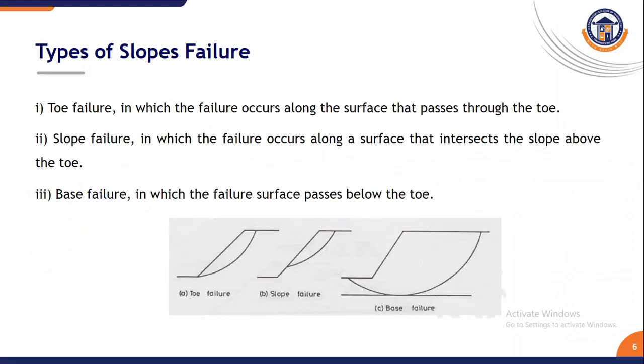Here these are all the types of failures in the rotational. Okay, here three categories are there: toe failure, slope failure, and base failure. In toe failure, the slip surface passes through the toe of the slope. You see the image. And in slope failure, the slip surface intersects the slope above the toe. In base failure, the slip surface passes below the toe and generally occurs in soft soil.